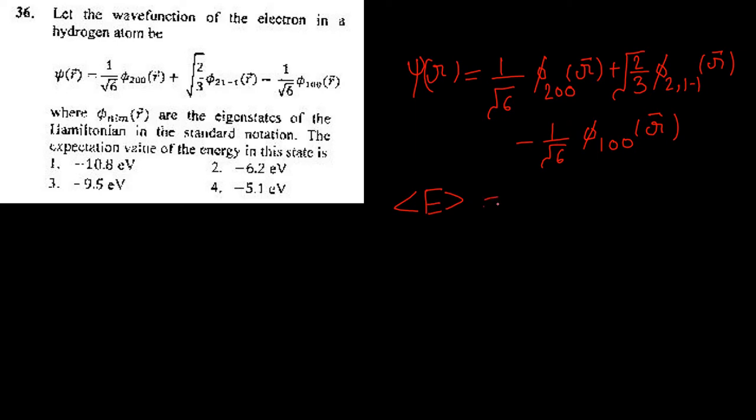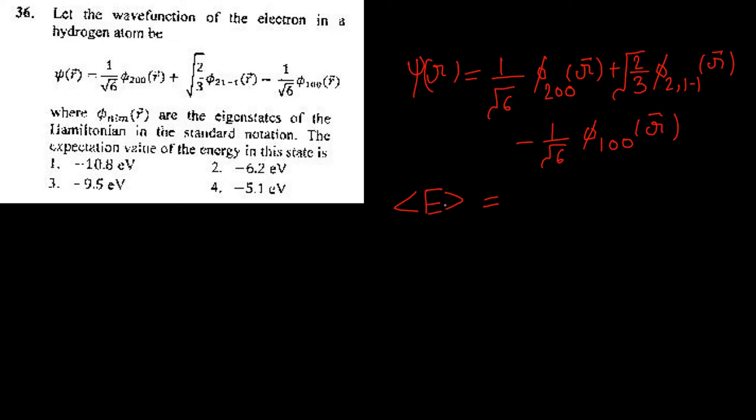So first you should check whether the given wave function is normalized or not. Generally in the question it is written, or given in the question itself, that the wave function is normalized. So I have already checked that the given wave function is normalized. So what you will do is integrate psi star psi. When we multiply this, we will get 1 by 6 plus 2 by 3 plus 1 by 6, and that is 1. So the given wave function is normalized.